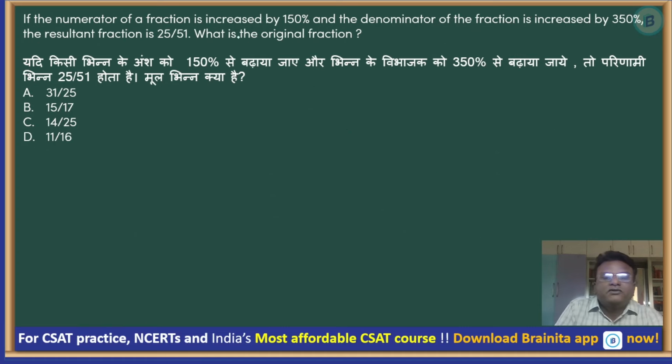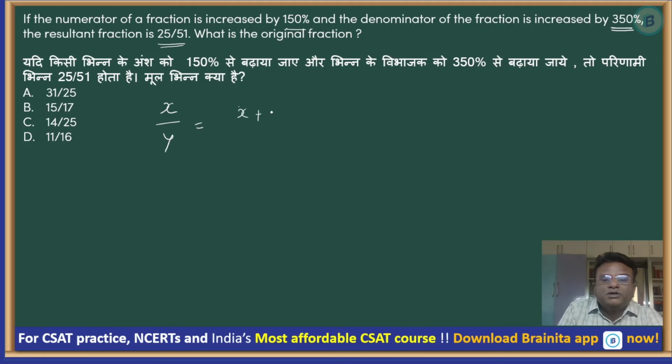If the numerator of a fraction is increased by 150% and the denominator of the fraction is increased by 350%, the resultant fraction is 25 by 51. What is the original fraction? So the original fraction, let us assume, is x by y. Now the numerator is increased by 150%. So 150% of x is obviously 1.5x, but it is increased by 1.5x.